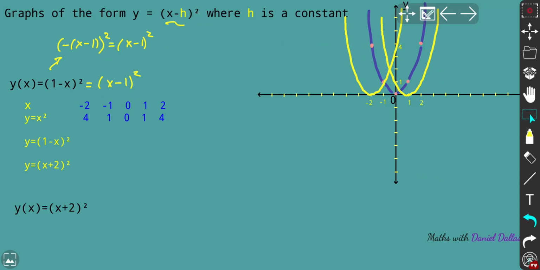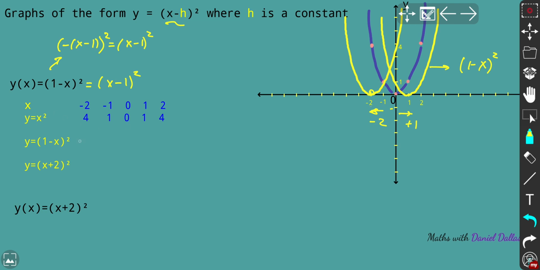So that's how it works, okay? So in this case, this is going to be the equation 1 minus x squared, so shift by 1 unit to the right. While here, from the basic one, you have the shift by negative 2 units, which means 2 units to the left. And that means that the vertex becomes negative 2.